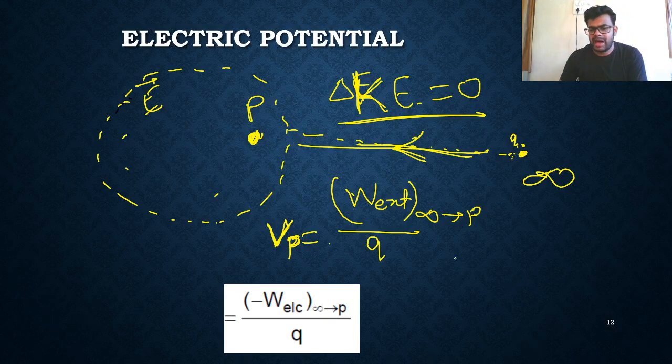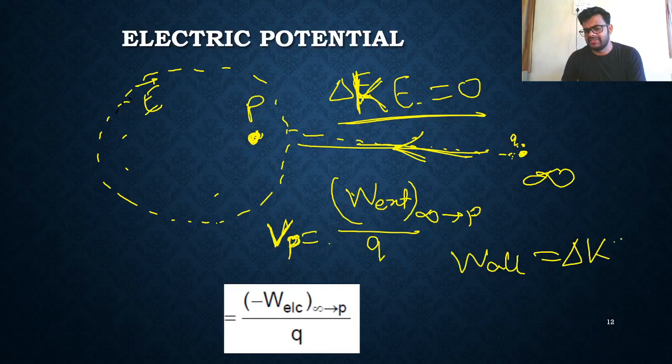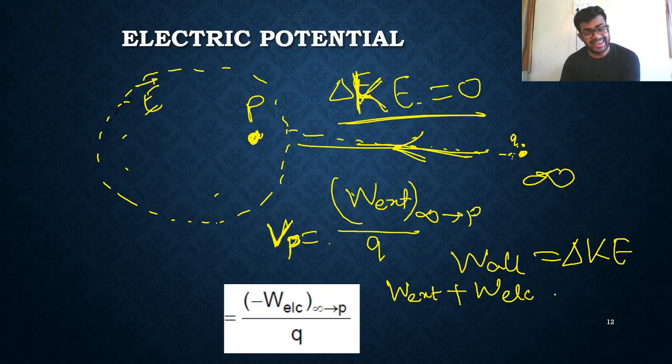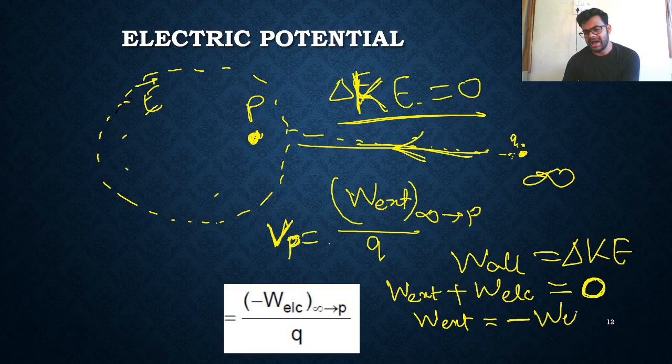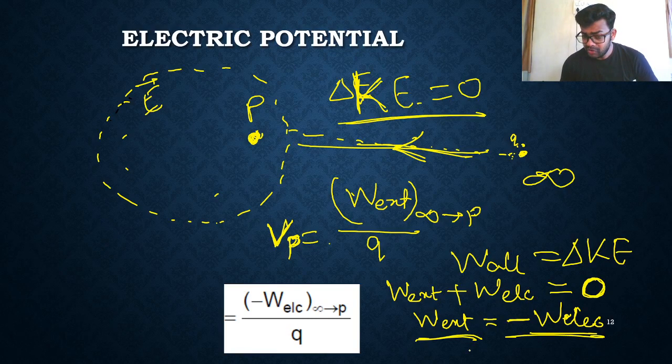So total work done by all forces is equal to the change in kinetic energy. Who is doing work? Work done by the external force plus work done by the electric force, that means the electric field, is equal to the change in kinetic energy. I told you the change in kinetic energy should be zero. So simply speaking, work done by the external force can be written as the negative of the work done by the electric force. Simply speaking, this is the work energy theorem: work done by all forces is equal to the change in kinetic energy. So work done by the external force plus work done by the electric force is equal to the change in kinetic energy. That's all. So you get that work done by the external force can be written as the negative of the work done by the electric force.